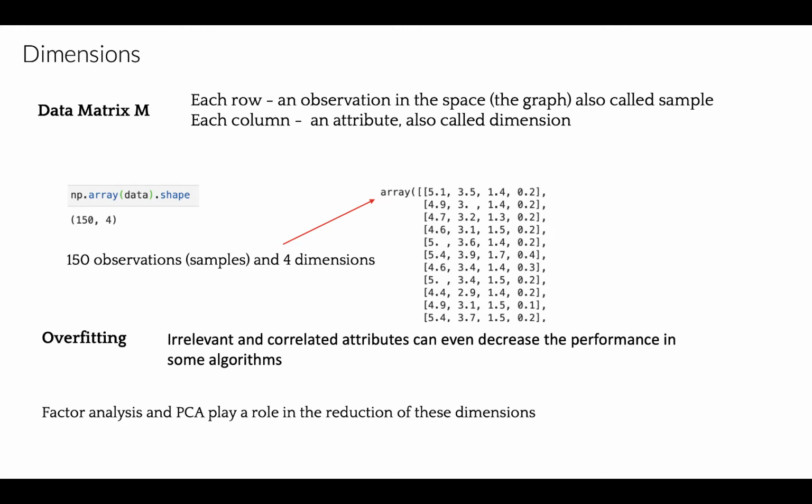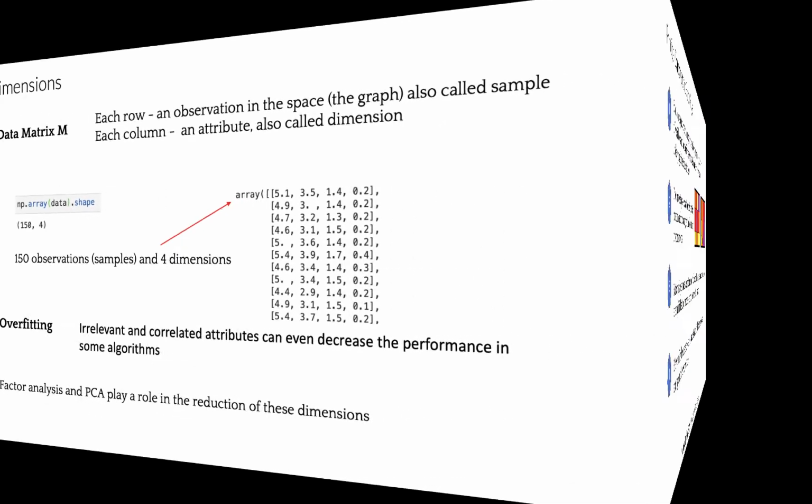Not all attributes or dimensions will contribute well to our model. Some irrelevant and correlated attributes can even decrease the performance of some algorithms, contributing to overfitting. Factor analysis and PCA play a role in the reduction of these dimensions while preserving the essence of the data.